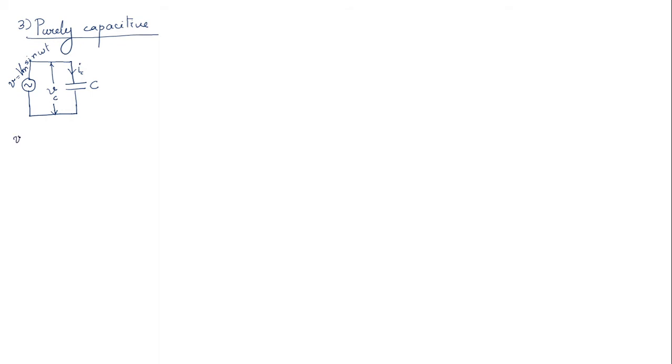So let's start first with the voltage Vc. Vc is the voltage across the capacitor, same as the input voltage, which is equal to Vm sin omega t. And now what about the current Ic? We have to find it.